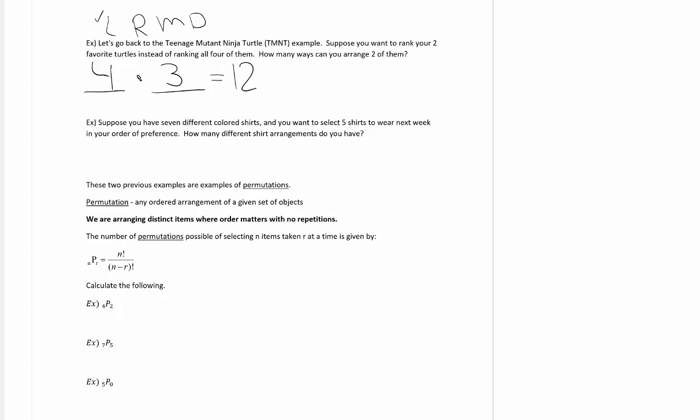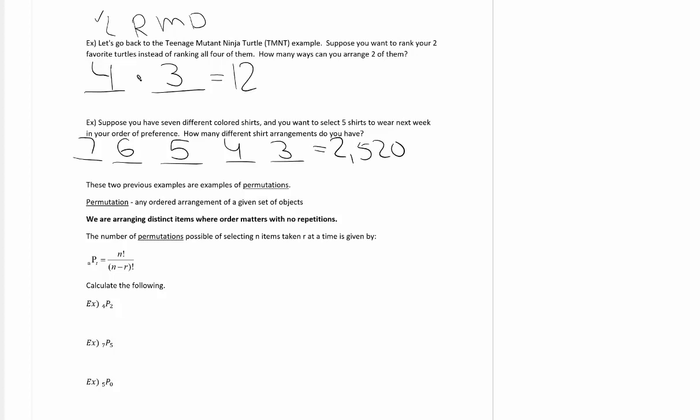All right, so suppose you have 7 different colored shirts, and you want to select 5 of them to wear next week in your order of preference. How many different shirt arrangements do you have? Well, 7 to choose from to start. Again, not going to wear the same shirt again in the same week, so that's 6, then 5, then 4, then 3. Multiply those together, that's 2,520.